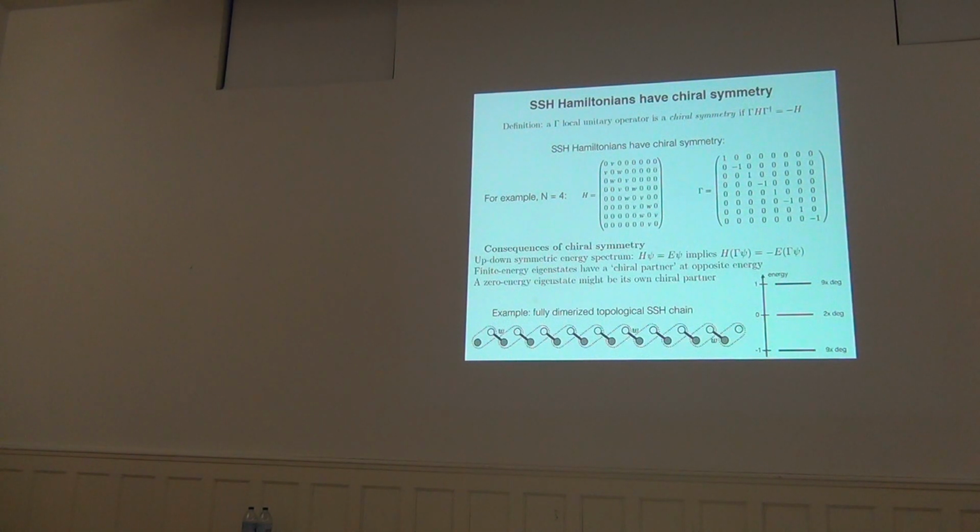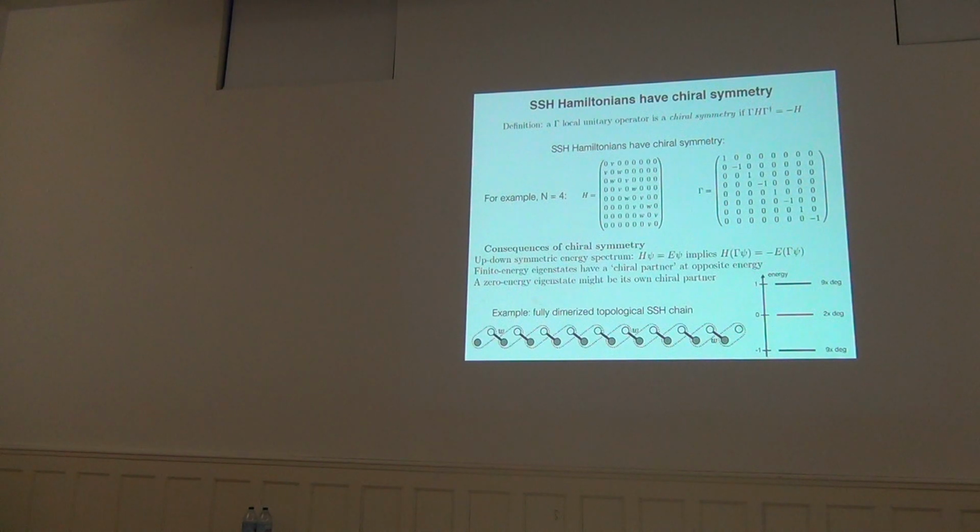In a typical example, it's non-trivial. You have some complicated Hamiltonian, and usually you don't have this kind of chiral symmetry. But sometimes you can find, even if you have a 16 by 16 Hamiltonian, maybe if you are clever enough, you can find a gamma which will do this mapping. But sometimes you don't find it.